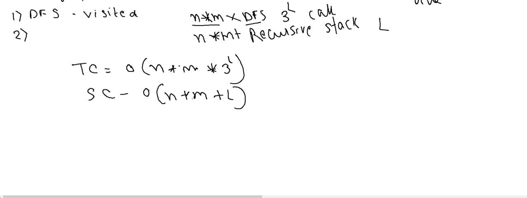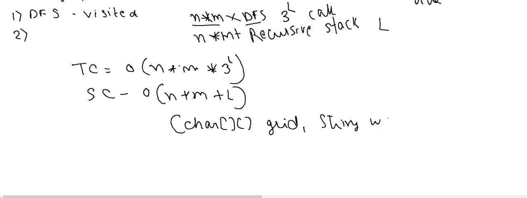Okay, so the pseudocode is, you are given this character board, or grid, and you are given this string word. And you need to return bool if the word is present.